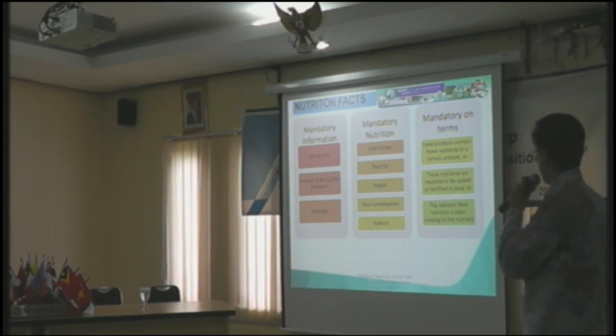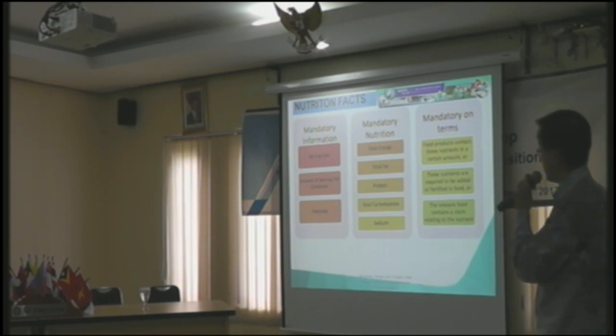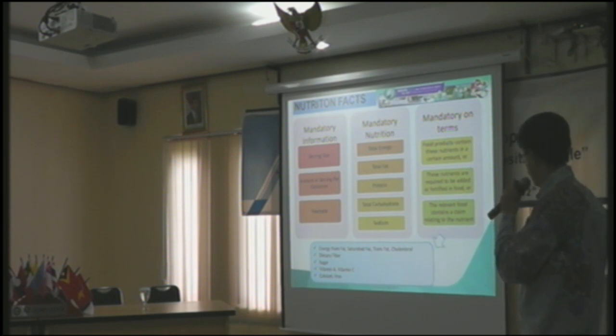But mandatory terms of label also apply to food products containing certain nutrients in a certain amount. And for other nutrients that are required to be added or fortified in food, if you have them, you can put them. This is mandatory, and the relevant food contains or claims relating to the nutrient. We can see here, for example, dietary fiber, sugar, vitamin A, vitamin C, calcium or iron. You can also put these for the mandatory terms.